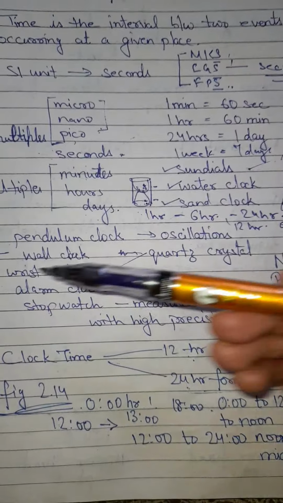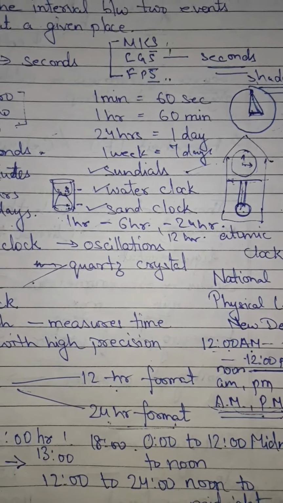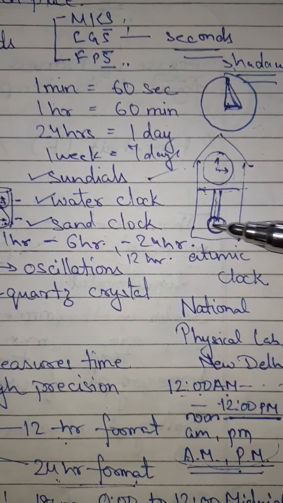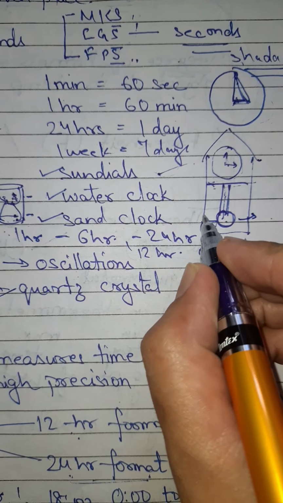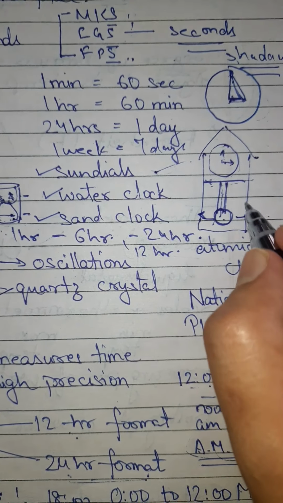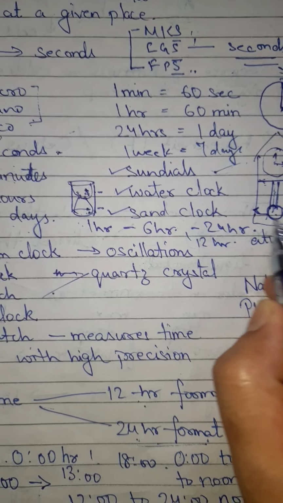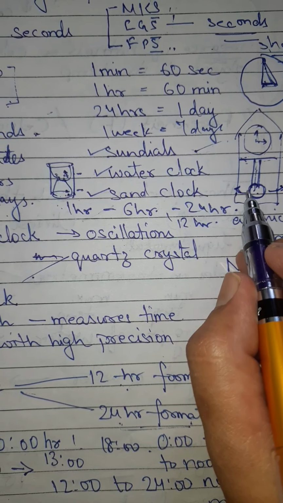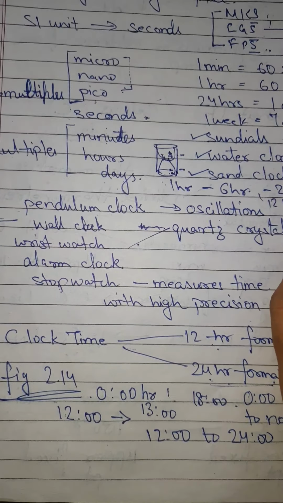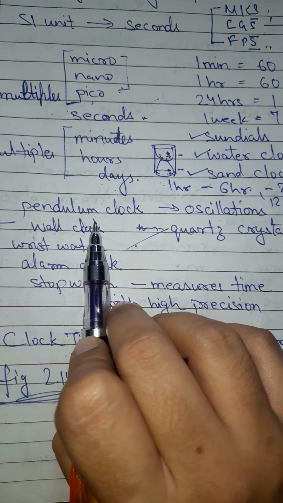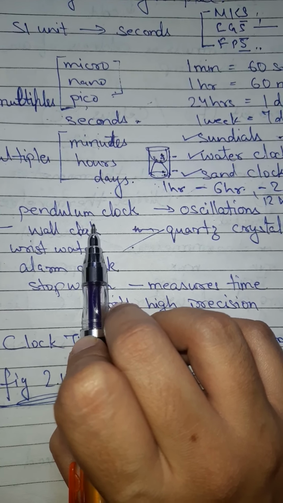Then came the pendulum clock. Pendulum clock made use of keys and gears to run. The motion of the pendulum, the to and fro motion of the pendulum, was used to run the clock. So, the oscillation, that to and fro motion of the pendulum, was used to run the clock and calculate the time. Again, since the pendulum clock was run with keys and gears, we had to turn the key and set the key again and again.